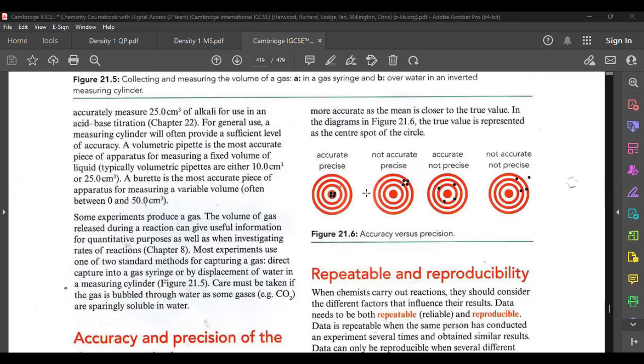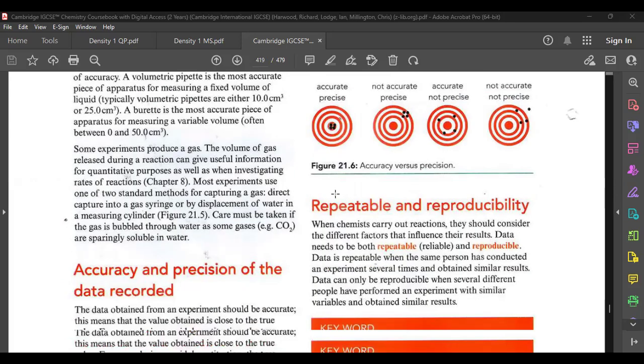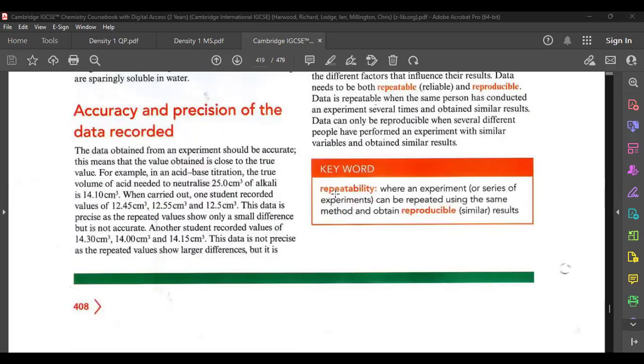You must have minimum difference, number one. Look at this, the difference is quite minimum. Number two, it should be very close to the target. Then you would say that it is precisely accurate. Like if you are measuring the boiling point of water, and you are continuously getting nearly the same values, let's say 100, 100.01 and 100.02.